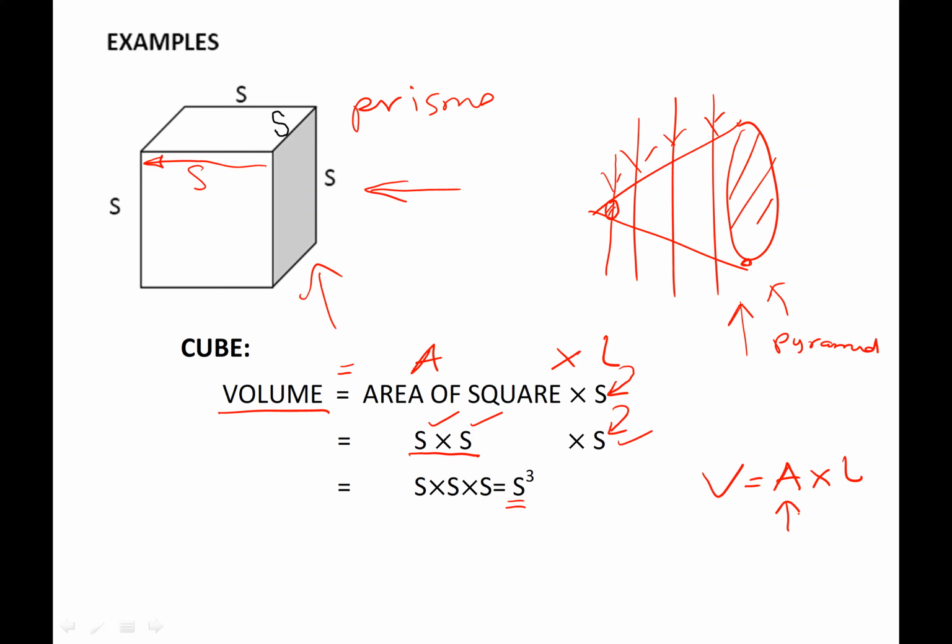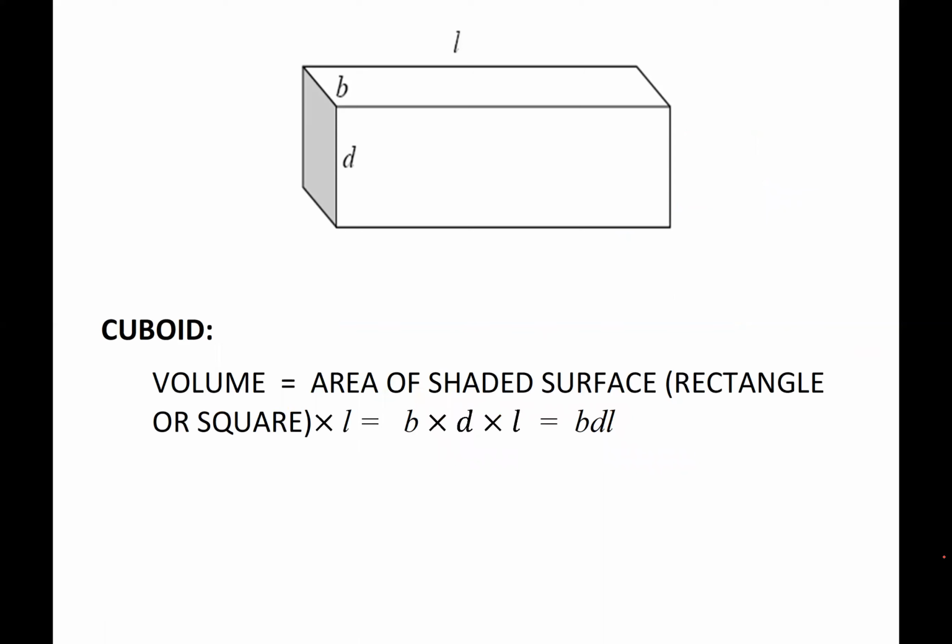In the case of the next one, which is the cuboid, you would need to recognize that if we have to get the volume, again, it would be A times L, where A represents the area of the shaded surface, which in this case is that surface. And the length perpendicular to that surface would be L. So we'd multiply the area shaded, which is B times D. The area of that rectangle is the length times the breadth, or B times D.